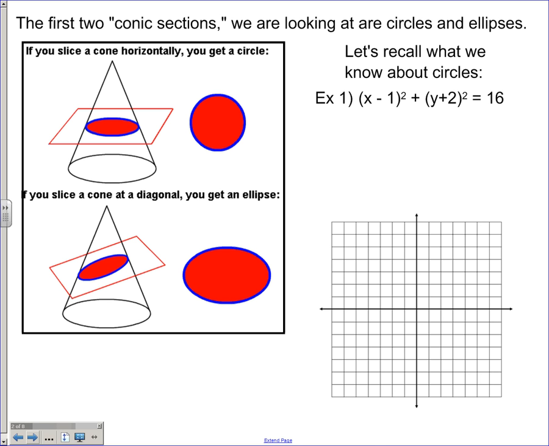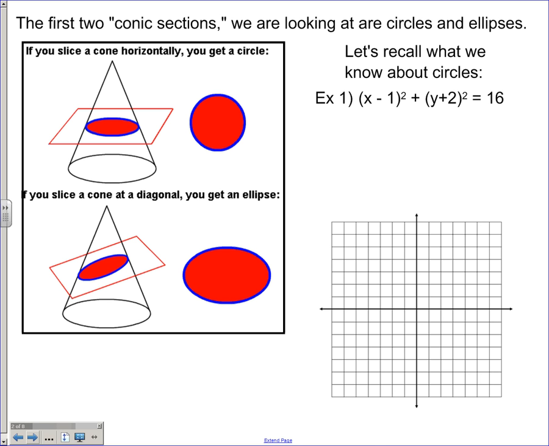Conic sections, right? If we take a cone and take a plane and slice that cone horizontally, we're going to get a perfect circle. If we tilt that plane at a little bit of a diagonal, we can't go too far, but if it's slicing through the whole cone, we'll get what we call an ellipse. It looks kind of like an oval, but we're going to call it an ellipse. Before we move on to ellipses, let's first recall what we know about a circle, because this is something that we've talked about before.